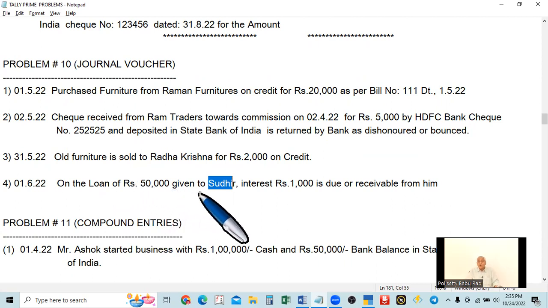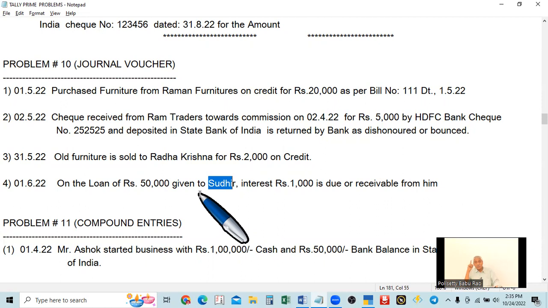We gave loan to him. So previously, that time when we gave loan to him, we created his account. His account will be debited. His account is created, but it is not created as Sudhir account under debtors, not like that. It is created as Sudhir loan account. We gave loan to Sudhir. So it is called Sudhir loan account under loans and advances asset.